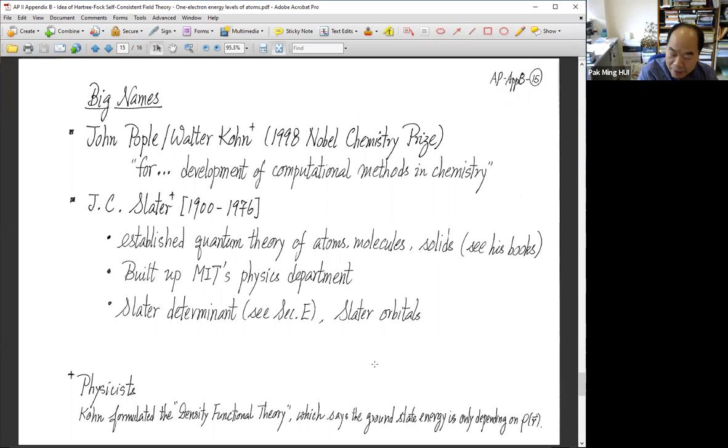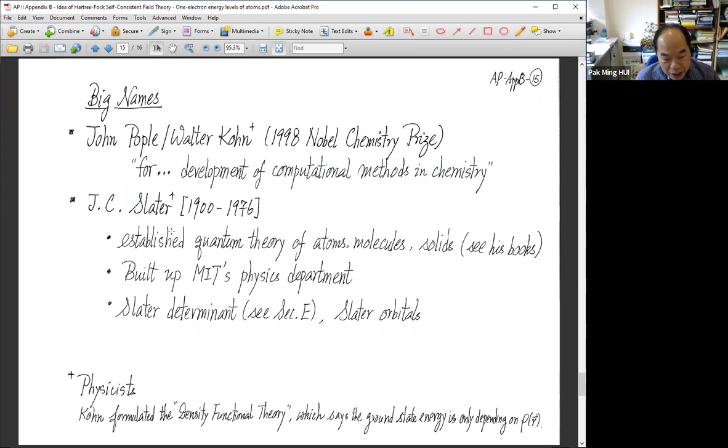And there are some big names. What I just discussed with you were awarded Nobel Prizes. Walter Kohn got the Nobel Prize in chemistry, but he is a physicist, 100% physicist, for developing computational methods in chemistry. And then Slater, we will have a little bit more to do with his contribution a bit later. He's also a big name in this field.